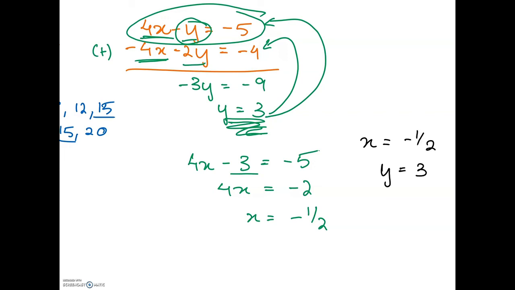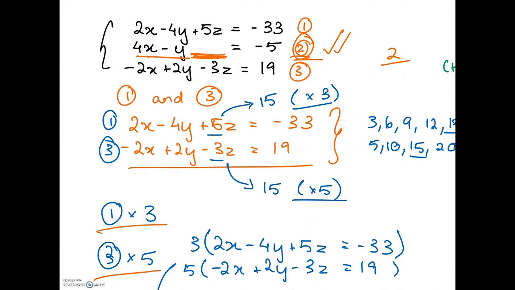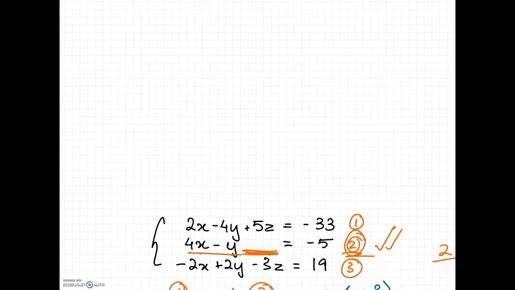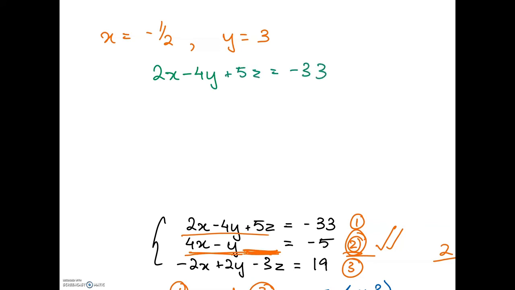So now from all of this, we figured out that x is equal to negative 1/2 and that y is equal to 3. So as we did in our last example, we're going to want to substitute these two answers into one of our original equations all the way back at the beginning of the question, and solve. So let's take any one of these three equations. Now you don't want to use equation number 2 because there's no z term, and that's what we want to figure out. So let's use equation number 1. So let's rewrite equation number 1 up here. 2x minus 4y plus 5z, which is negative 33, and let's substitute.